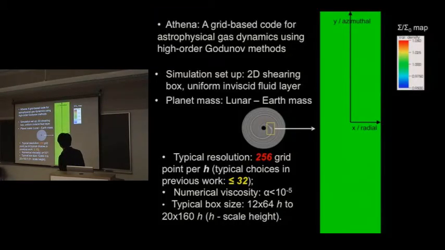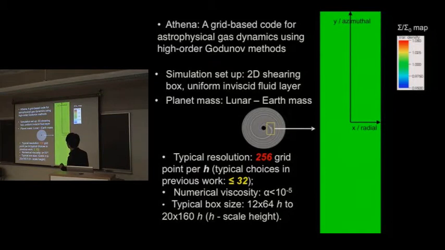So we use the public code Athena, which is a Godunov code for studying gas dynamics. Our simulation is a 2D shearing box. So basically a little patch is here. And the initial condition is a uniform fluid. We use this setup because both the Goldreich-Tremaine theory and the Goodman-Rafikov theory are done in this configuration.